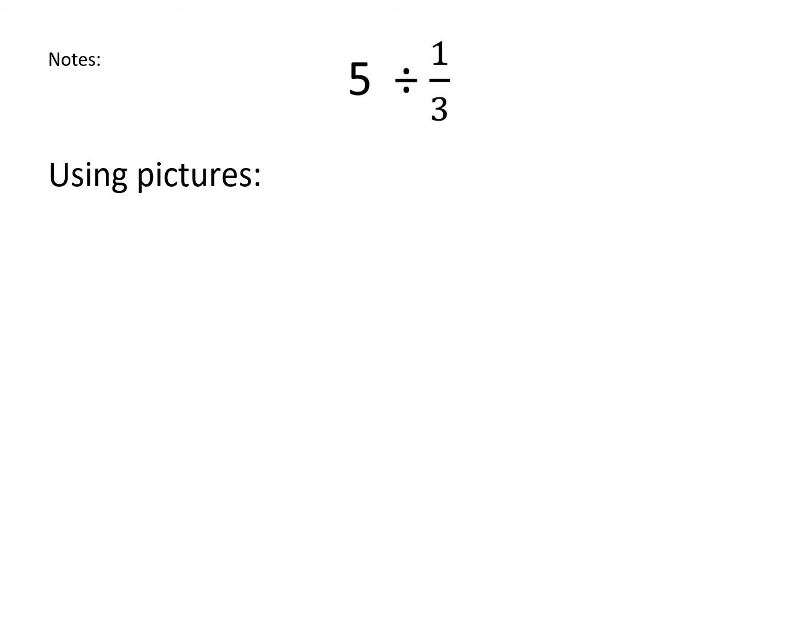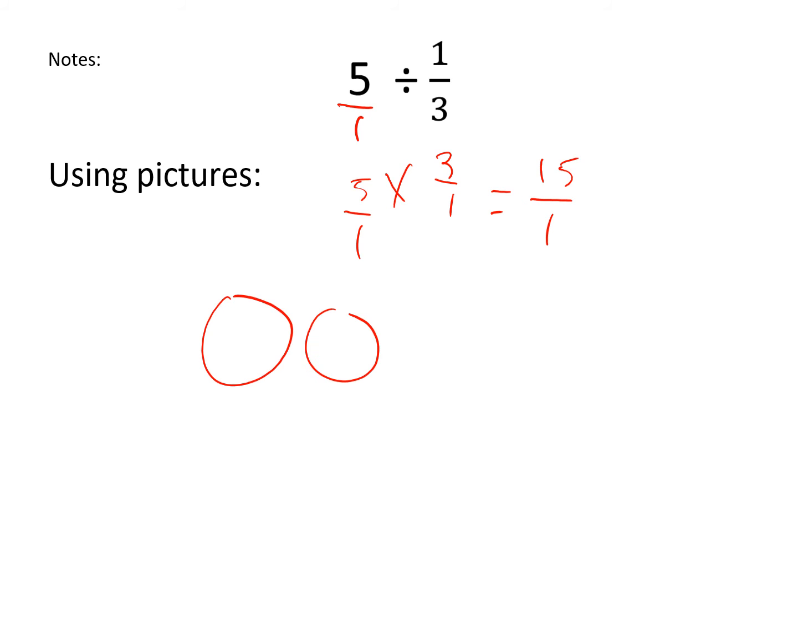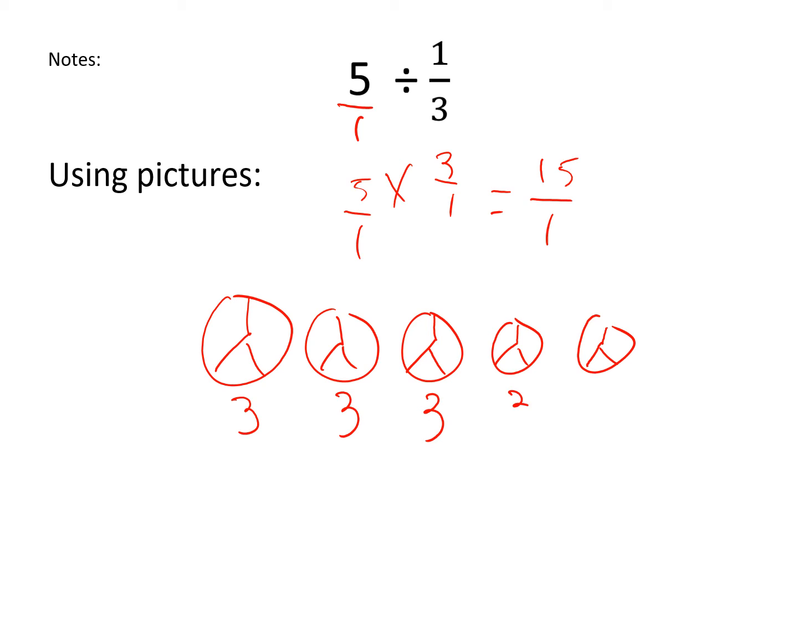So let's do the math first. Add a 1, change the sign, flip the fraction, and multiply. 5 times 3 is 15 over 1. So I've got 5 pieces. I cut them into thirds. I don't have to shade any of them in. That gives me 3 pieces, 3 pieces, 3 pieces, 3 pieces, 3 pieces. Gives me 15 pieces total. Sorry about that. Had a little brain freeze there.